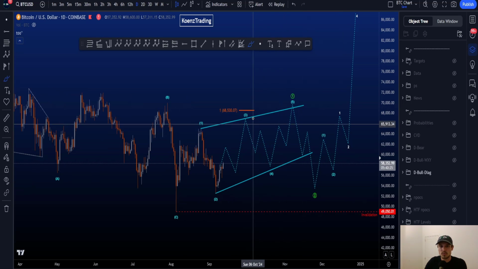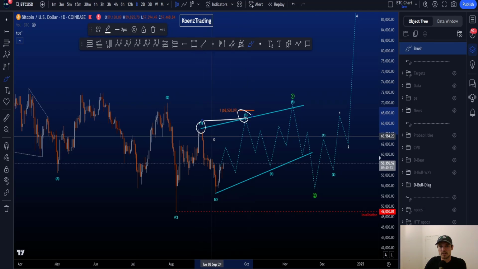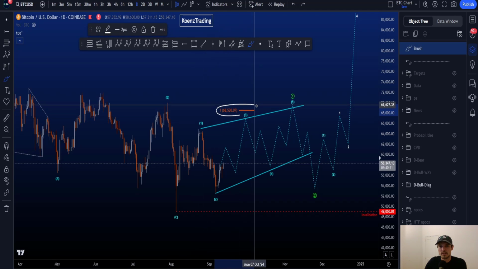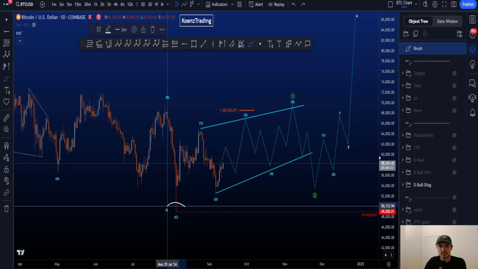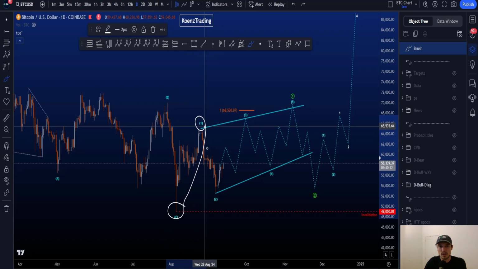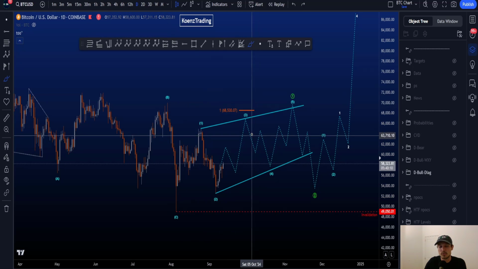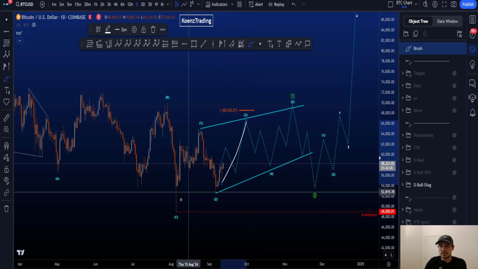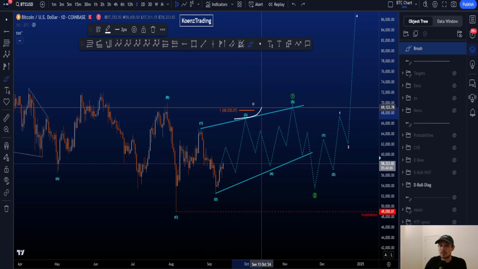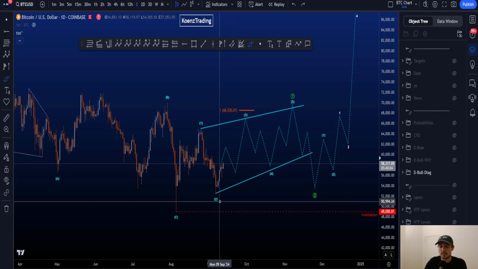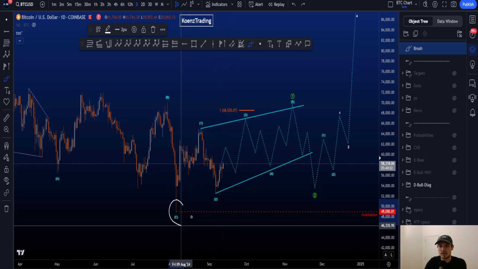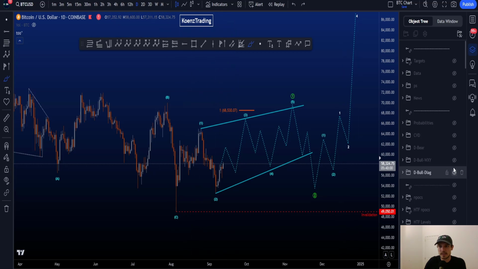In this scenario, wave 3 has to take the high of wave 1, but preferably does not take out this level over here at 68.5k. That is a trend-based subextension taken from the low to the high of 1 to the low of wave 2. Preferably, your wave 3 is shorter than your wave 1, however, it is not an invalidation. The invalidation for this scenario is the low at 49k.